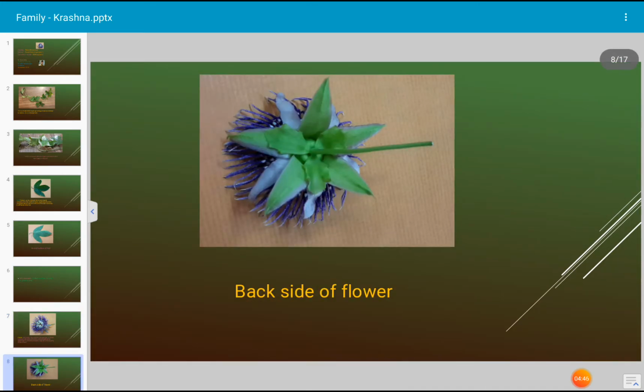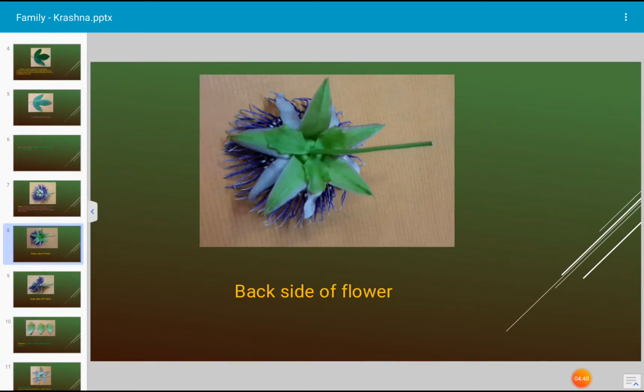Next. This is the back side of the flower. Whenever we observe or write something about any part of the flower, we have to observe every part of the flower or every part of the plant very keenly, because each and every part of the plant is very specific for each type of plant, and that plays a very important role in the identification of the plant. This is the back side of the flower.